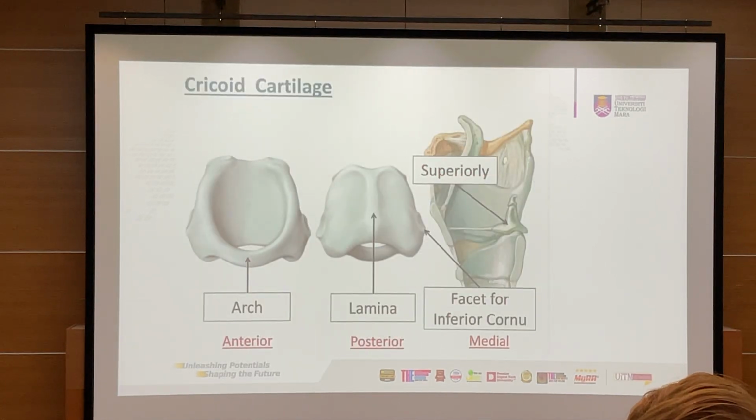The next one is the cricoid. We know the cricoid is a full ring, a signet ring, and it encircles the larynx just below the thyroid cartilage. It is much thicker and stronger than the thyroid cartilage. Anteriorly we have the arch, which is slanted inferiorly, and posteriorly we have a thicker part of the cricoid, which is the lamina, and it has the facets for articulation with the inferior cornu of the thyroid cartilage.